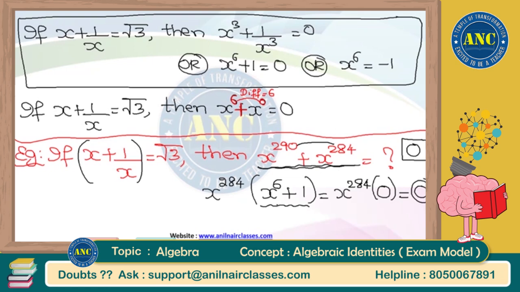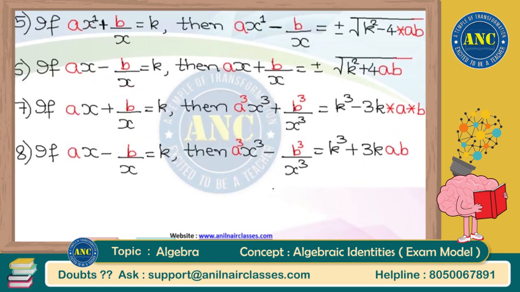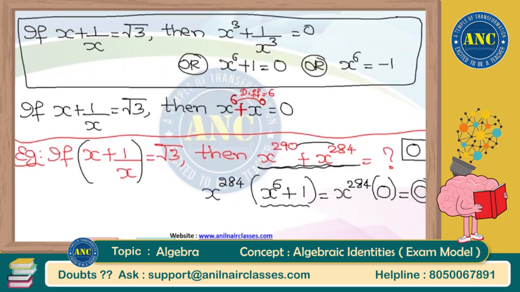Very simple. So instead of taking that common factor and wasting our time, we can easily conclude that if the difference between the powers is equal to 6, then the value will be equal to 0, right? Then the value will be equal to 0. That we can conclude very, very easily. I hope this particular screen is very, very clear for you.